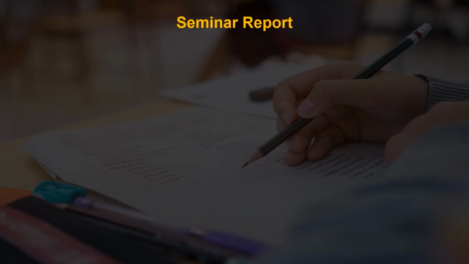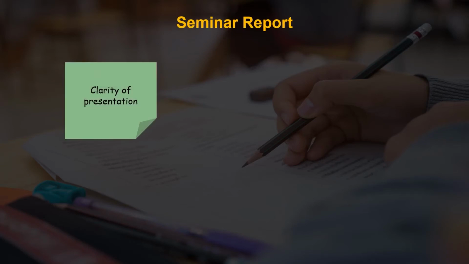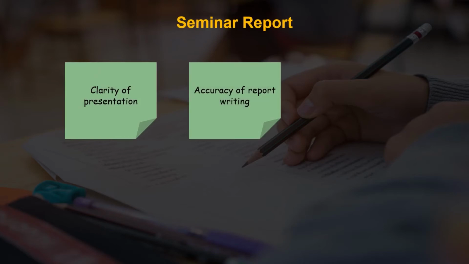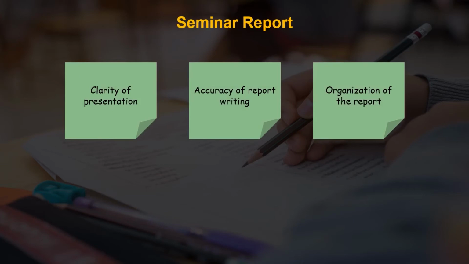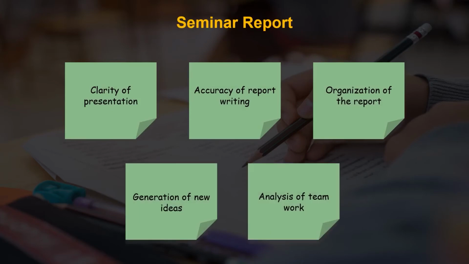Next, when we look at the seminar report, we can see that there is clarity of presentation, whether there is accuracy of report writing, how the report was organized, an analysis of teamwork and generation of new ideas. All these things are important when a teacher wants to assess a seminar report. So all these things come under the criteria.